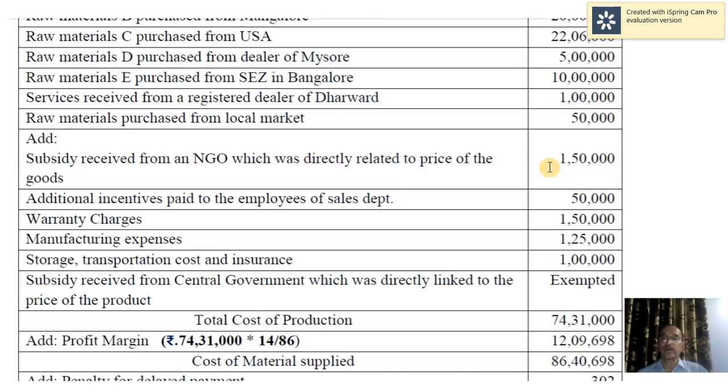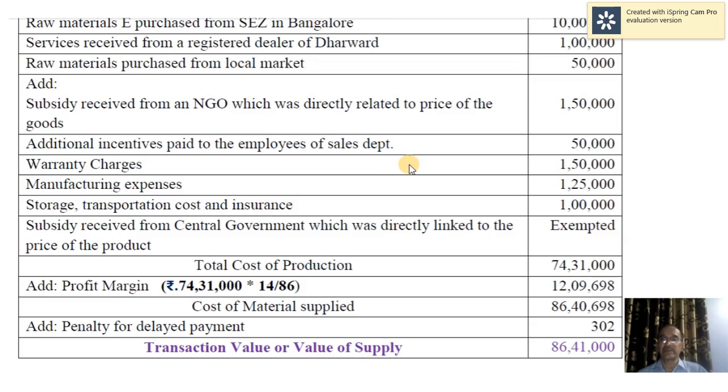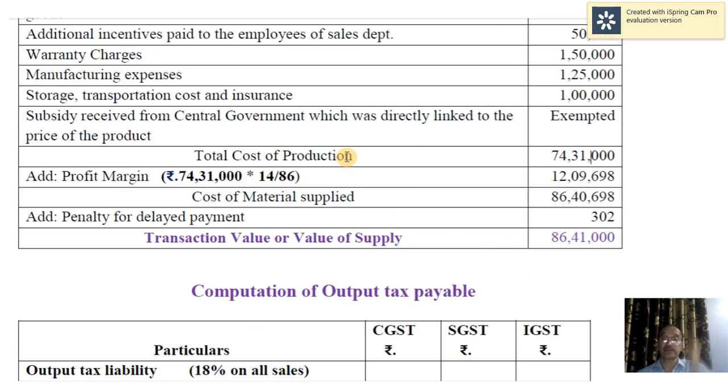So if you add up all these items, then what you get is 74,31,000. As I mentioned, this is nothing but cost of production. To this you have to add profit margin. What is mentioned in the problem is profit is at the rate of 14% on sales. So if it is on sales, you cannot apply that on this amount 74,31,000, because what you get here is cost of production. So this must be calculated on cost. Therefore, you have to change the procedure.